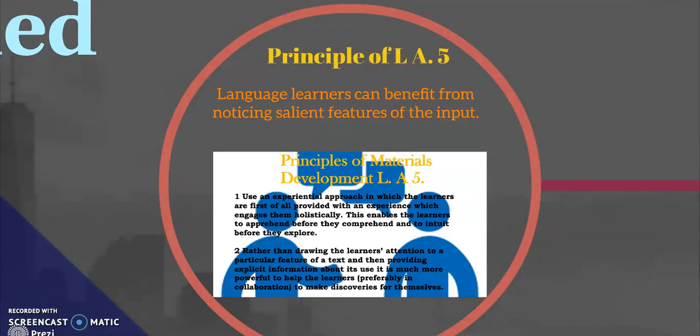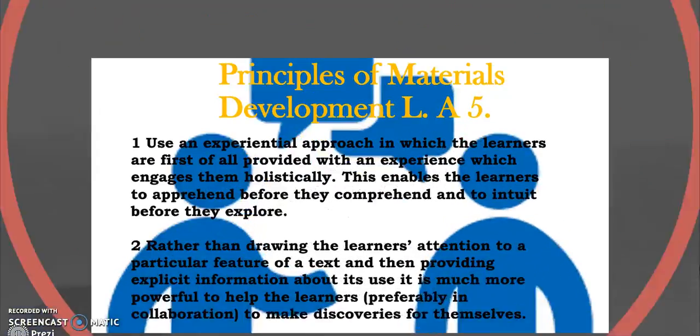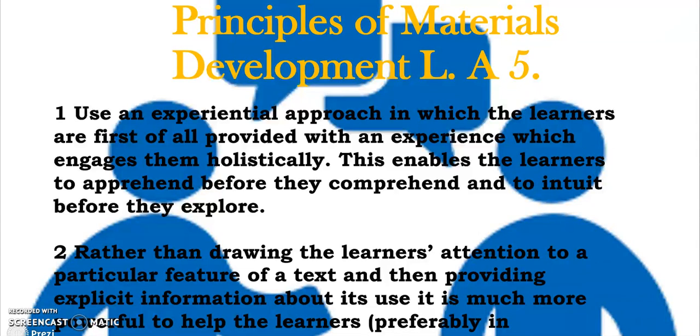Okay, let's continue. Principle of language acquisition 5. Language learners can benefit from noticing salient features of the input. The principles of materials development for language acquisition 5 are: first one, use an experiential approach in which the learners are first of all provided with an experience which engages them holistically. This enables the learners to apprehend before they comprehend and to intuit before they analyze.